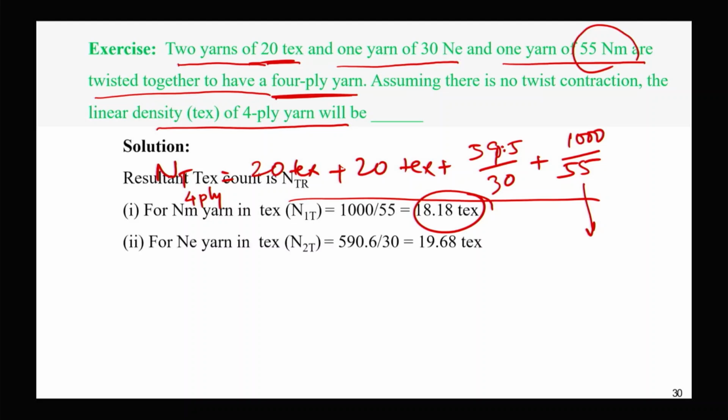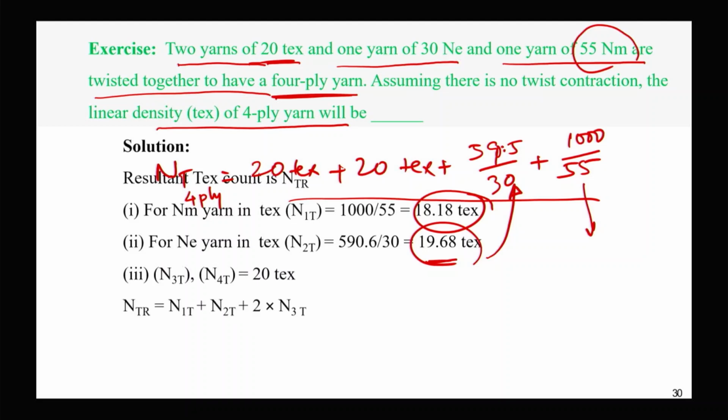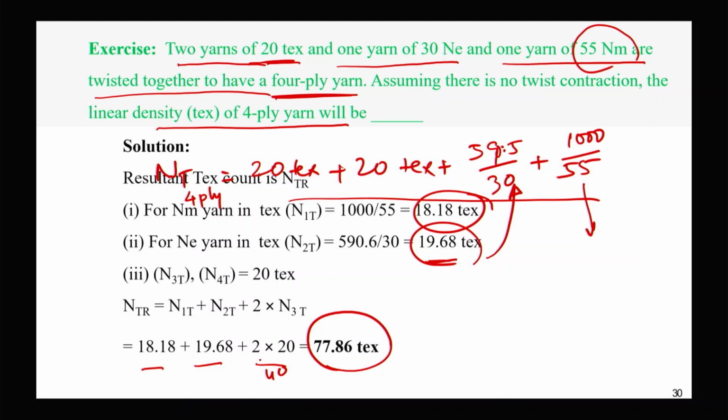If we just simply add, this is becoming 18.18, this is becoming 19.68, and then 20 plus 20. So 18.18 plus 19.68 plus 20 plus 20, 40, will become 77.86 tex.